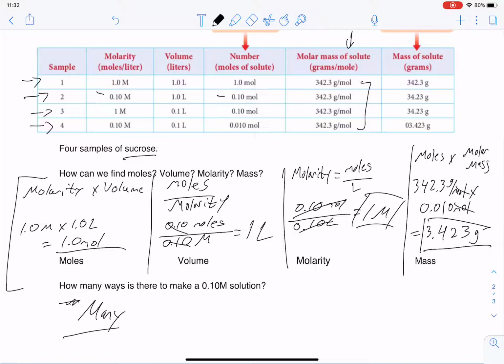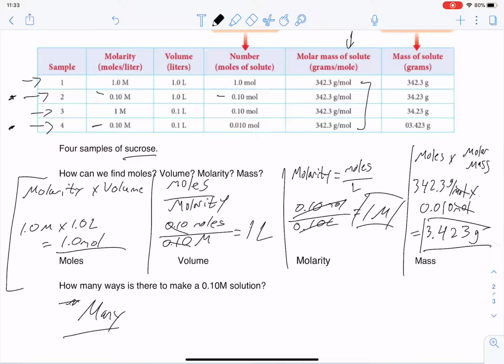But if we look specifically above at the table, there are 2 ways, right? Because if we look at sample 2, we can see we have 0.1 moles divided by 1 liter of a solution that will get us to that number. But also if we look at sample 4, 0.01 moles divided by 0.1 liters, that'll give us the same number.